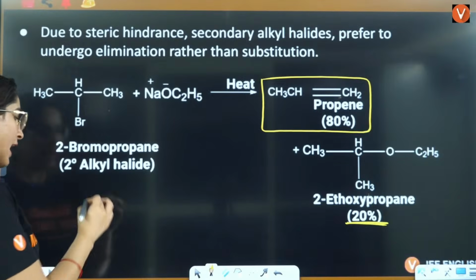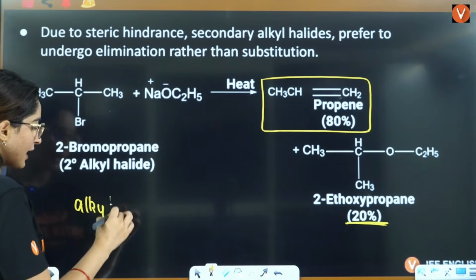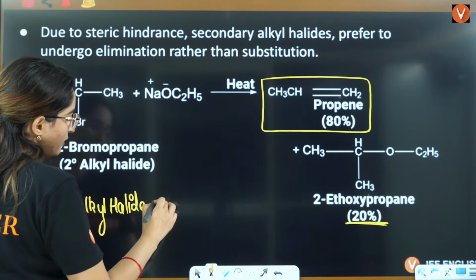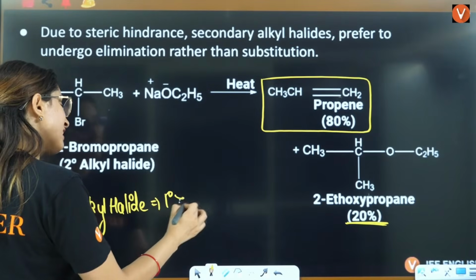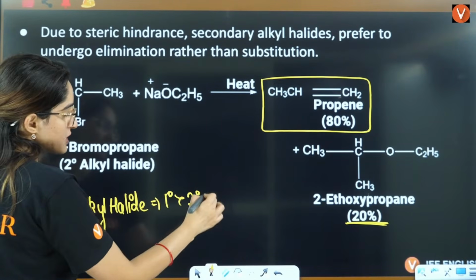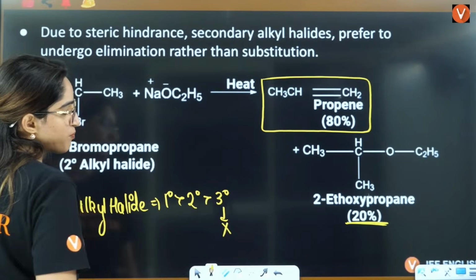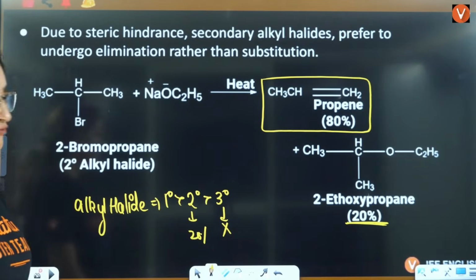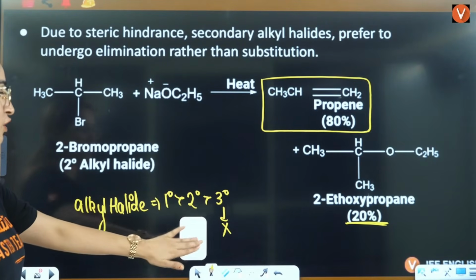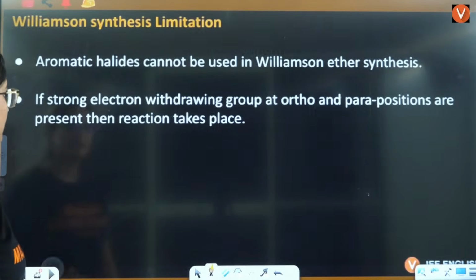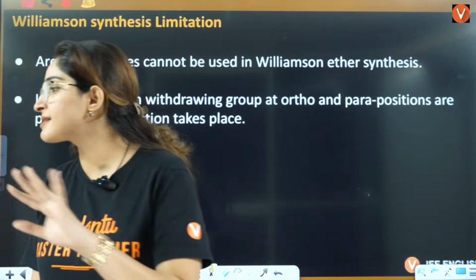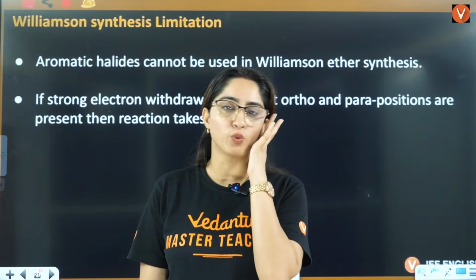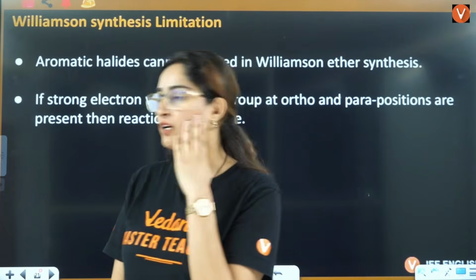That means the alkyl halide should be primary only. If it is secondary, very less product, like 20%, will be formed. For tertiary, it's almost impossible. Okay, understood? For 3 degree, guys, it's impossible. For 2 degree, only 20% of the ether will be formed, a very, very small amount. A minor product will be there.